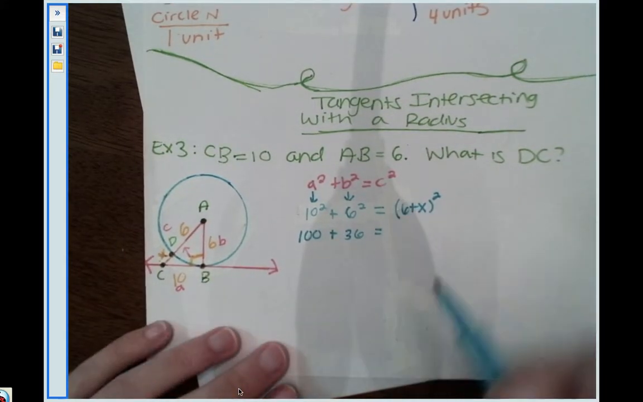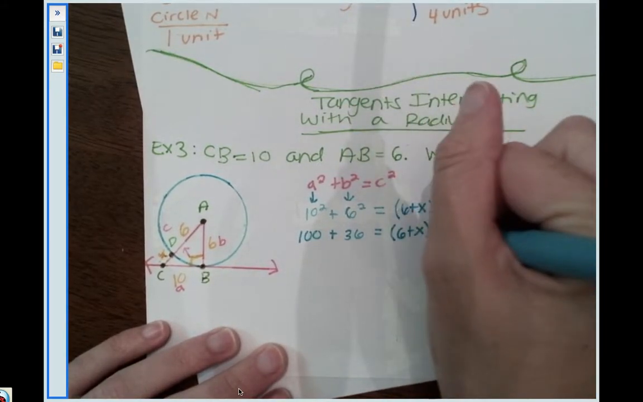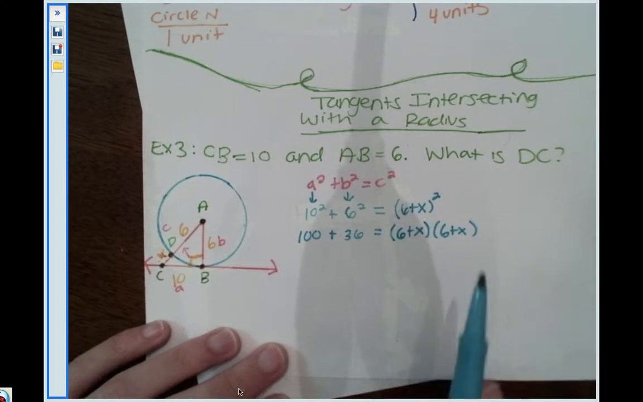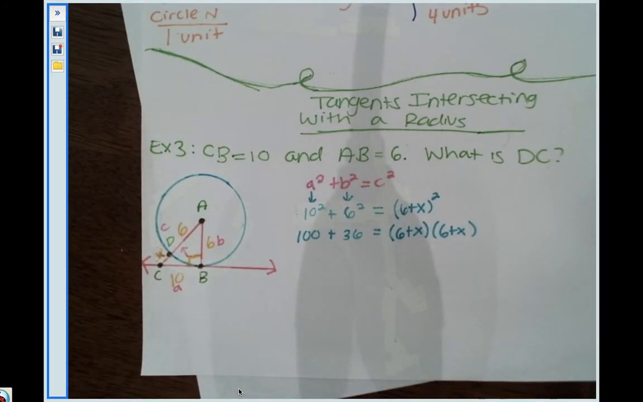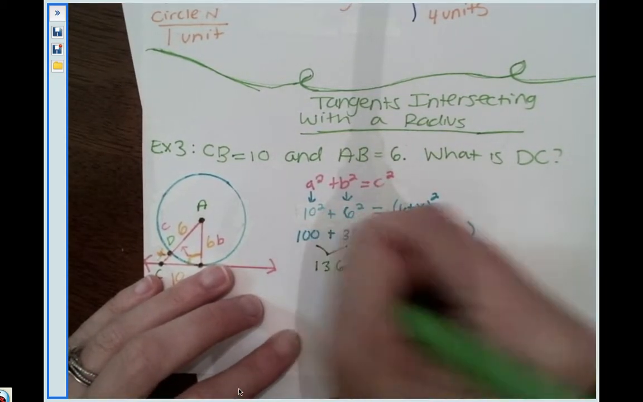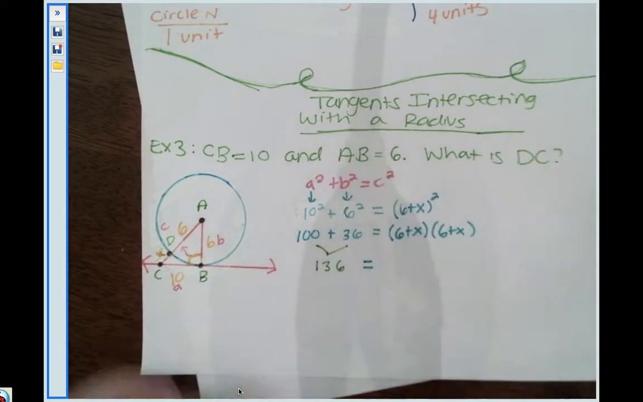Okay, so we're going to be writing this as 6 plus x times 6 plus x. And remember, we have to distribute when we have two parentheses side by side. So I'm going to need to distribute. Before I do that, I'm going to start combining some like terms. So the 100 and the 36 will give me 136 equals, let's start distributing.